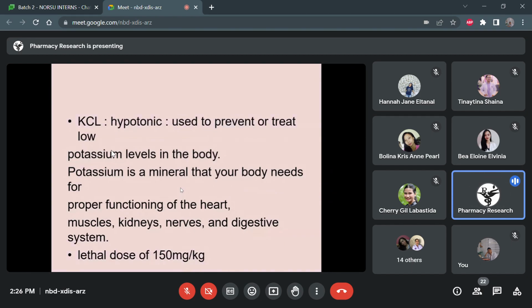The lethal dose of potassium is 150 milligrams per kilogram. If it increases too much, there is a risk of cardiac arrest. So that's why KCL must be closely monitored. It should only be given as a slow IV infusion, guys.